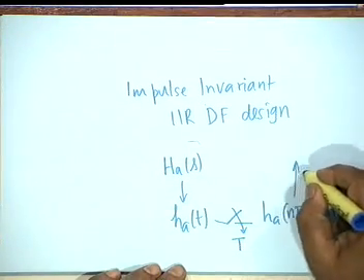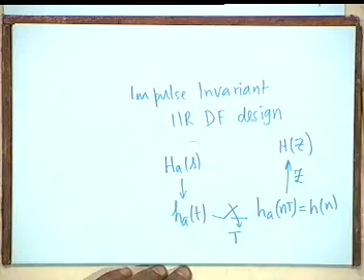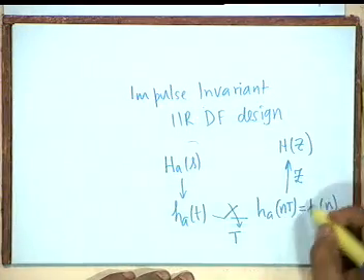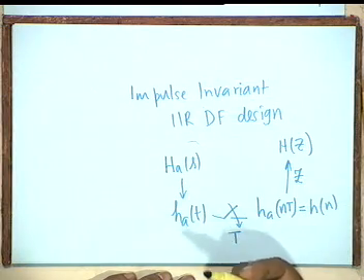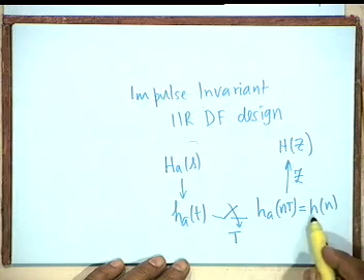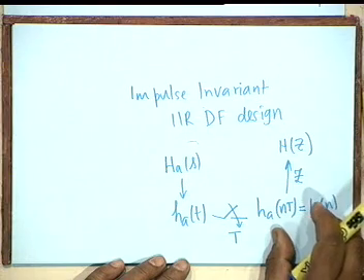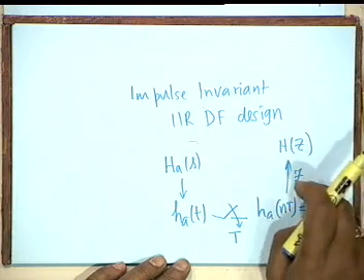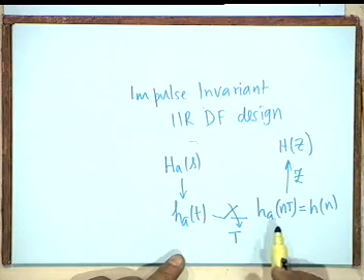And therefore, if we take the Z transform, we get the transfer function H of Z. This is the route that we follow, that is, we first take the impulse response, sample it, and then the sampled impulse response we accept as the impulse response of the digital filter. We take the Z transform to get the transfer function. So, the impulse response is invariant.